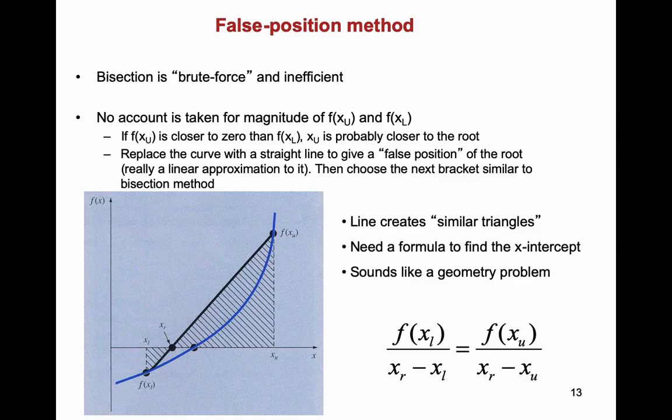This black line is a linear version of my function, this one, okay? And its slope is f of xu minus f of xl divided by the difference between xu and xl. Okay? And I'm going to then say, well, 0 of that linear version is right here. And I can actually find what it is just by analyzing this problem geometrically. And I'm going to set that as my next iteration in root finding. And repeat.